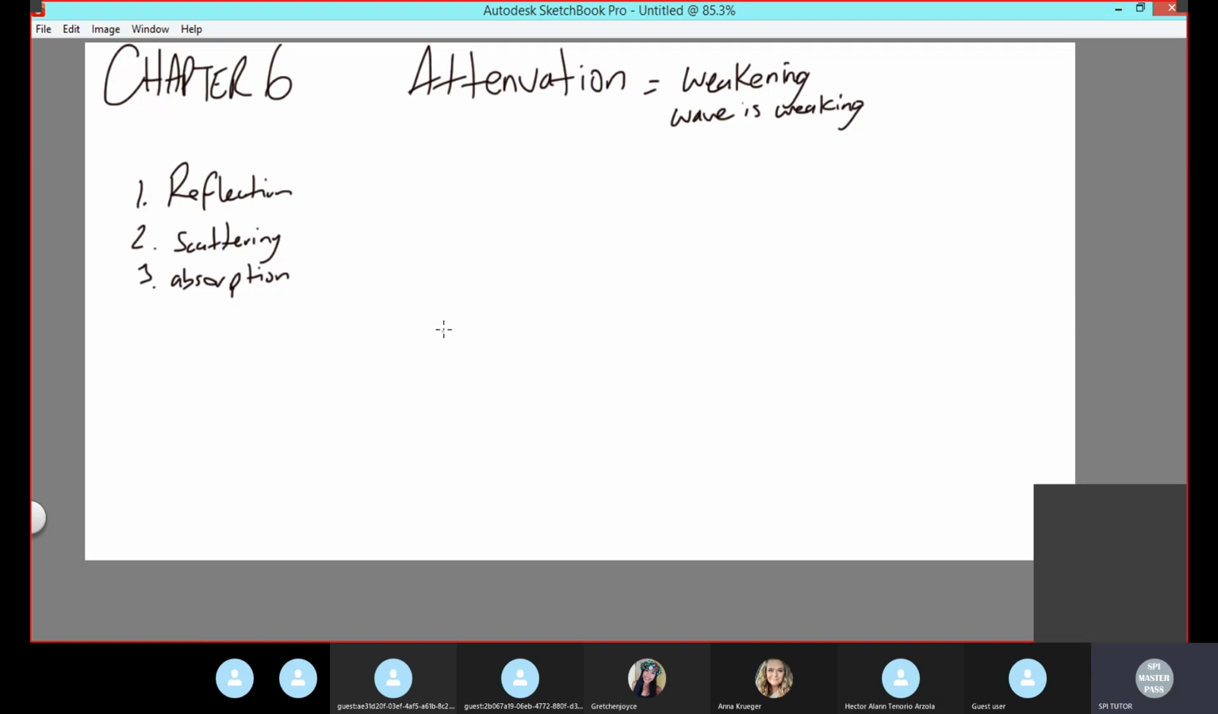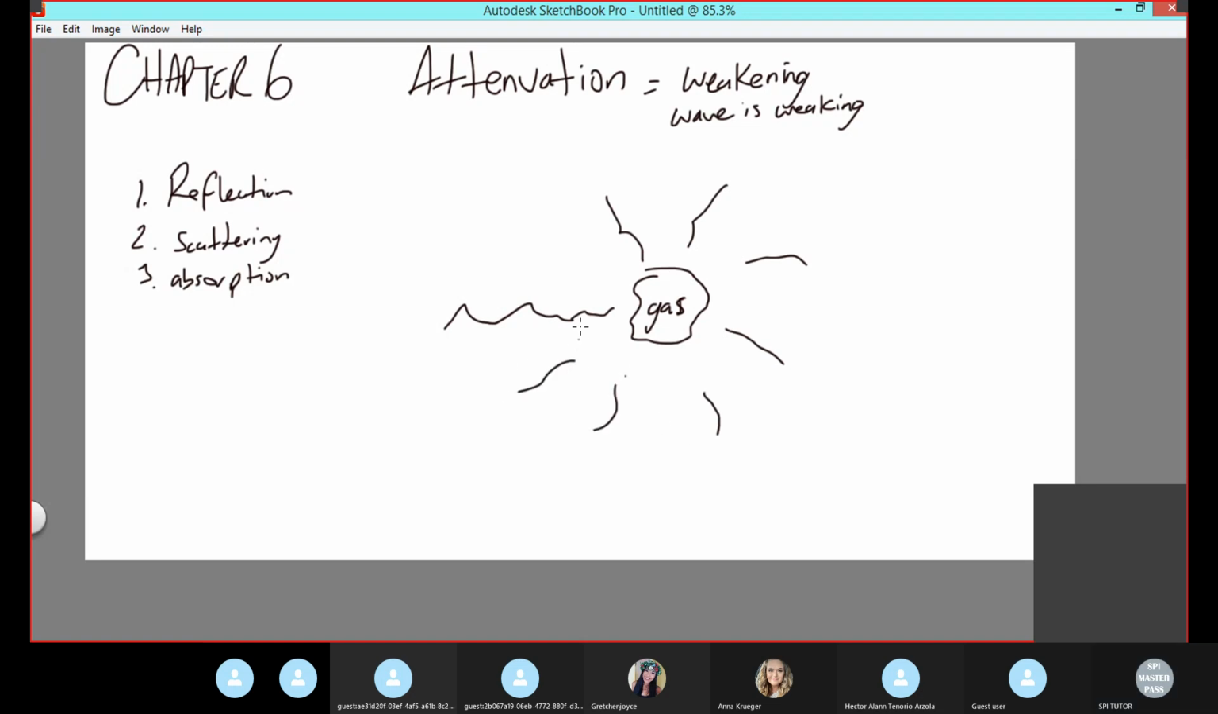Scattering is when a wave hits something, usually gas, like air, and when it hits that gas, that air, it scatters in all directions. So this one wave gets split into multiple waves, all being scattered in different directions. So it definitely weakens this wave because this wave now just got split.